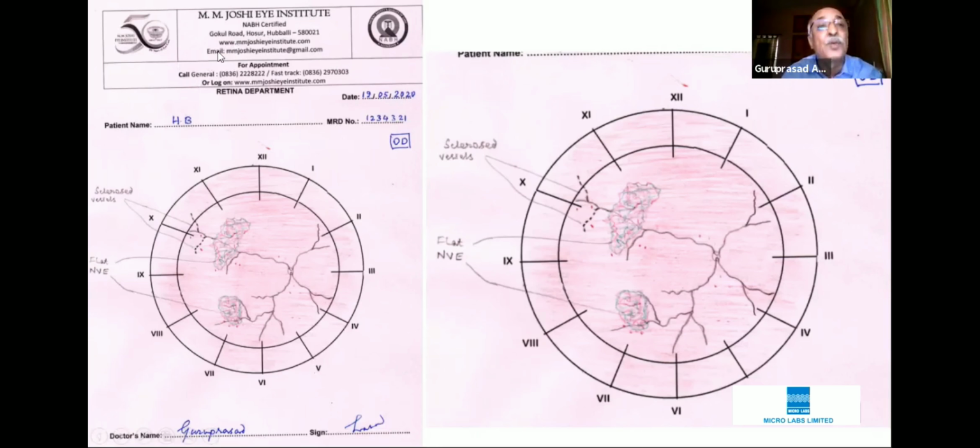This is the drawing that you have to make. It's important to make a drawing for all these. Just look at the right hand drawing. The left hand is only meant to show you that the hospital's name, the date, patient's details, the MRD number, which eye, which doctor has seen and who has signed, all this has to be noted down.